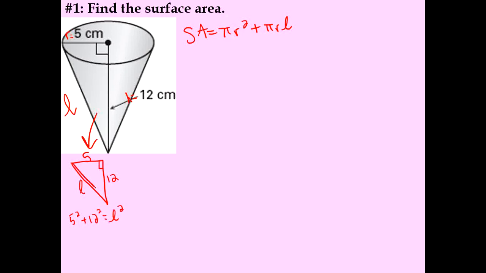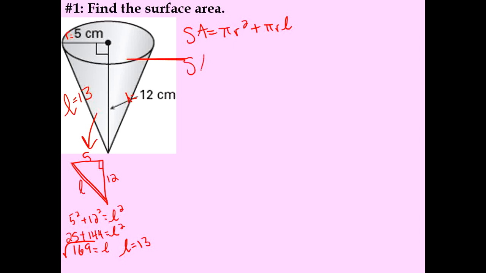Remember, the hypotenuse is always the C in this case, so it's going to be 25 plus 144 is equal to L squared. 25 plus 144 is 169. And then you're going to take the square root of that. And the square root of 169, I'm pretty sure is a perfect square. Yes, L is 13. So if you punch into your calculator the square root of 169, you get 13. So that's what L is. So my slant height is 13.